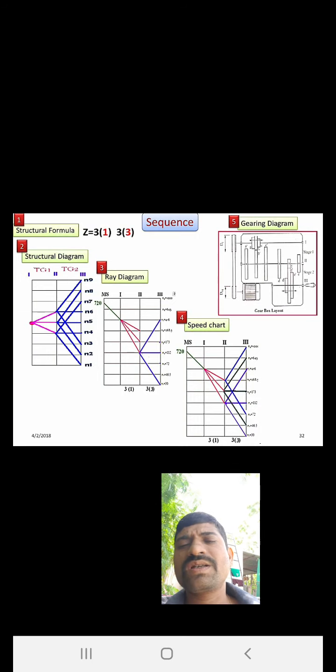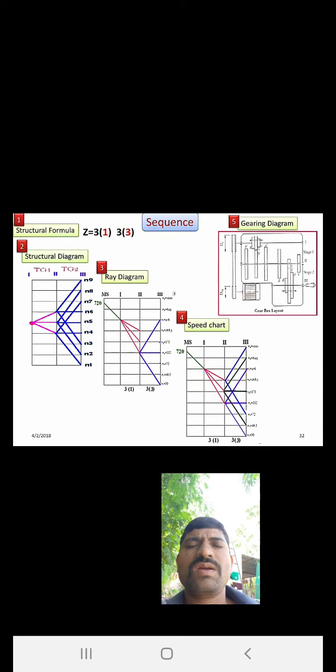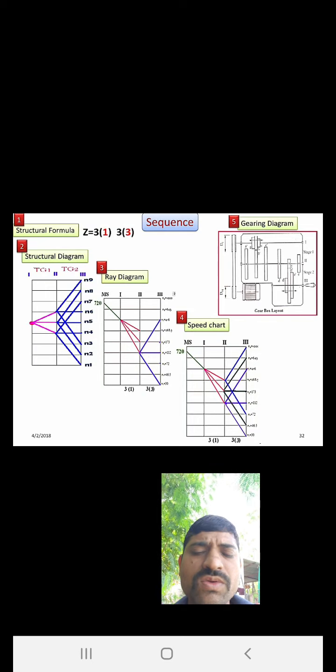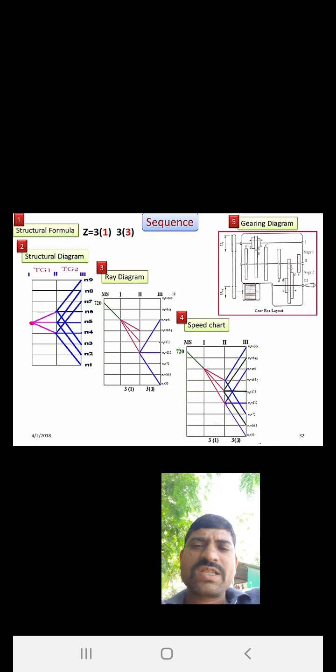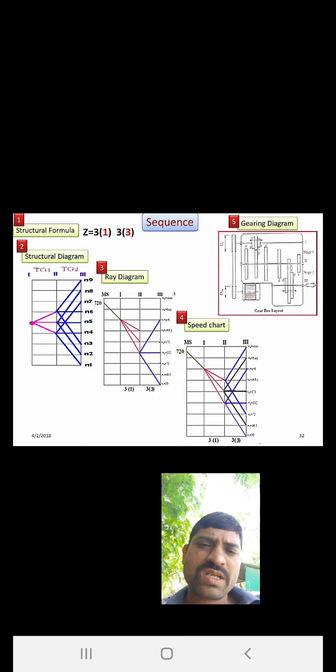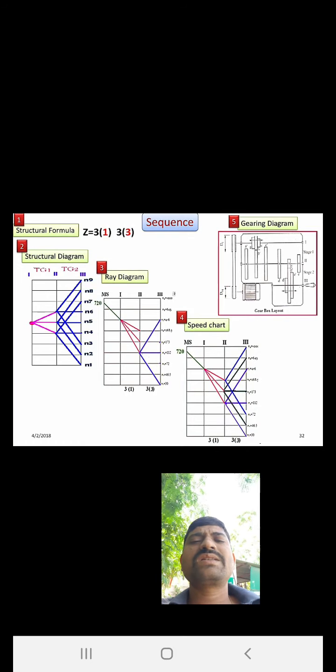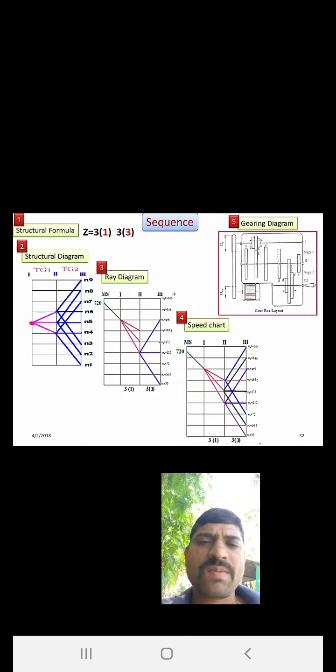If you have seen the structural diagram, there is no motor shaft, but here we want to show the motor shaft. This motor shaft is directly connected to the input shaft. We want to show that in the speed chart. This is the difference between the structural diagram and the speed diagram, which is also called a speed chart. And the last in the sequence is the gearing diagram.